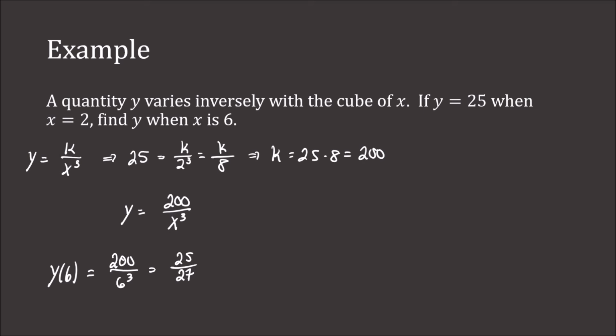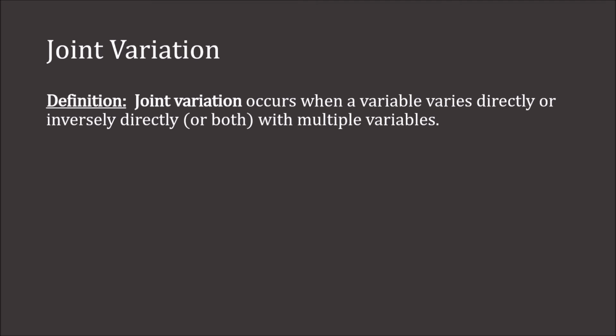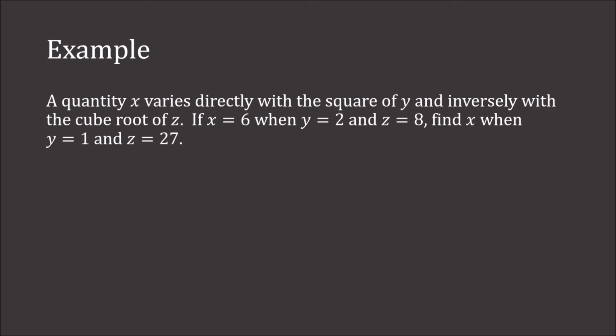The final type of variation is called joint variation, and this simply occurs when a variable varies directly or inversely, or possibly both, with multiple variables. A quantity x varies directly with the square of y and inversely with the cube of z. If x is equal to 6 when y equals 2 and z equals 8, find x when y equals 1 and z is equal to 27.